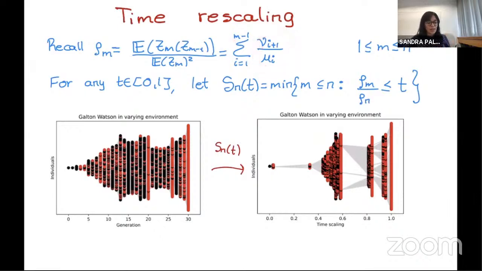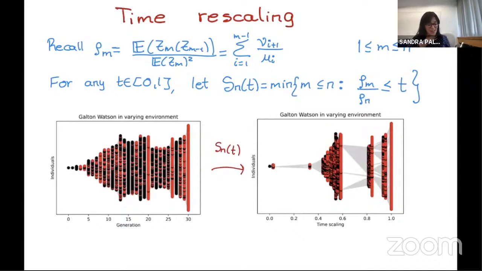Okay? So for any t in [0,1], we are going to denote by Sn(t) the generalized inverse of rho_m over rho_n, where the inverse is taken with n fixed. In other words, Sn(t) will be the minimum of all the m's such that rho_m over rho_n is less or equal than t. So I have a picture here. We have this tree, remember red dots are leaves, and under our time rescaling Sn(t), we obtain this tree here.